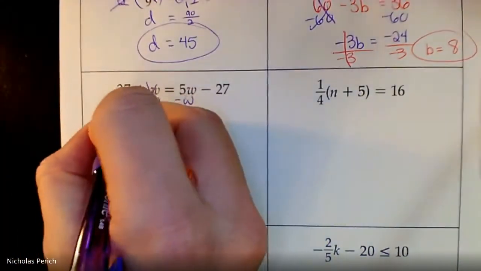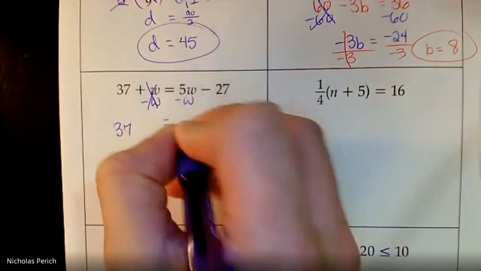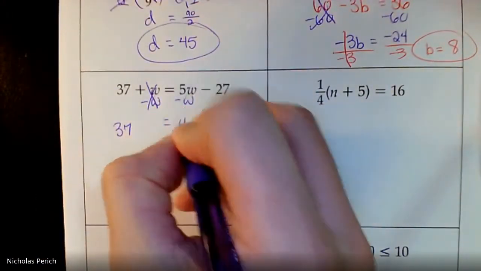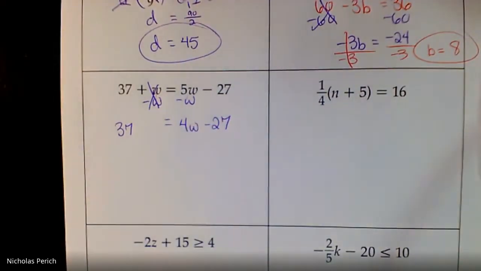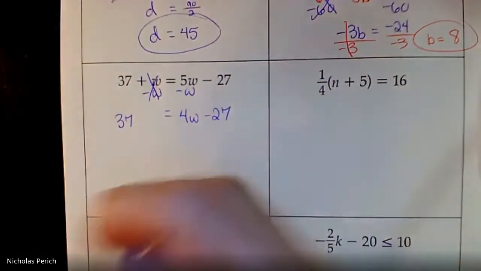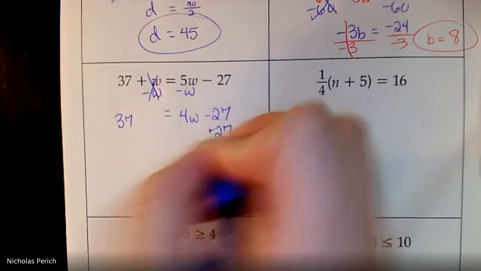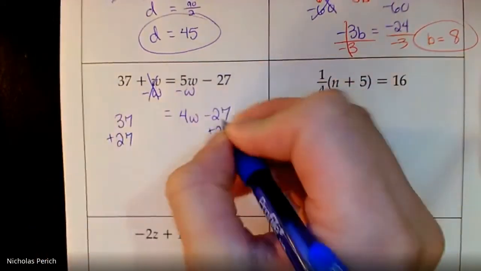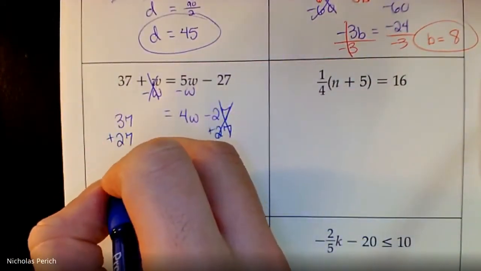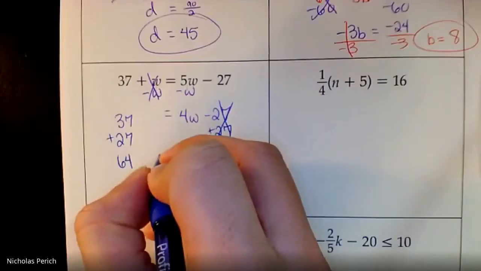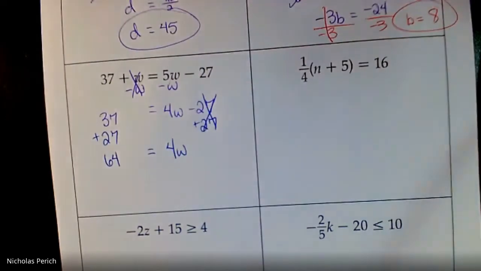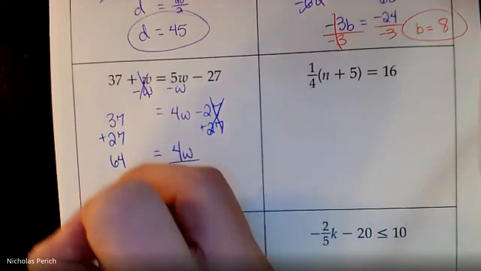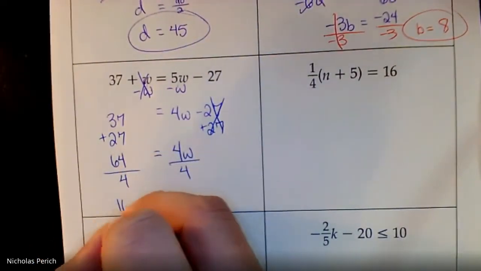So I'm gonna drop down 37. I'm gonna drop down 5W minus W is 4W minus 27. We know what to do. I'm gonna add 27 to both sides. What does that give me? 64? Yes. Thank you. And then we divide both sides by 4. And I get 16 equals W.